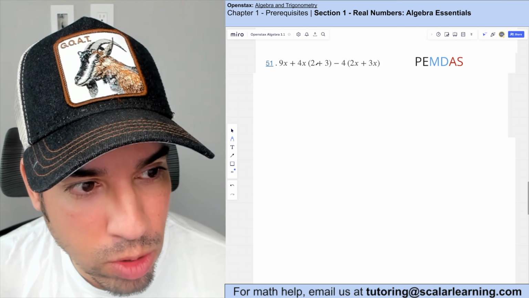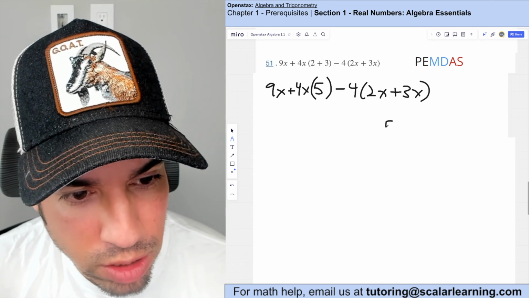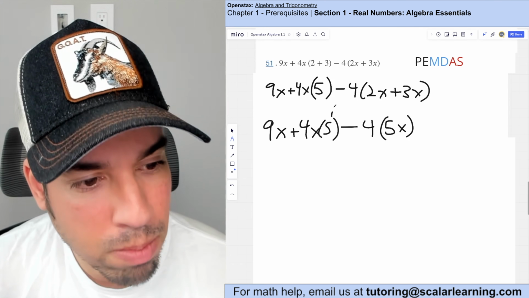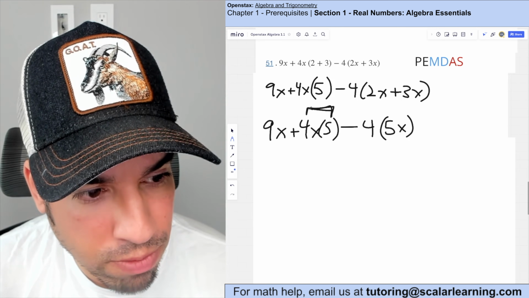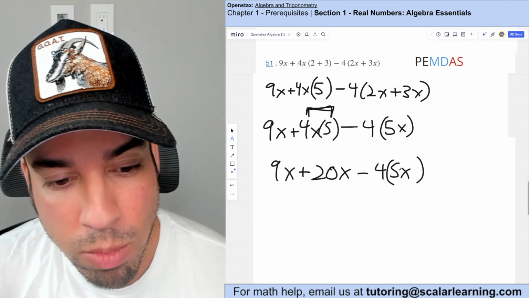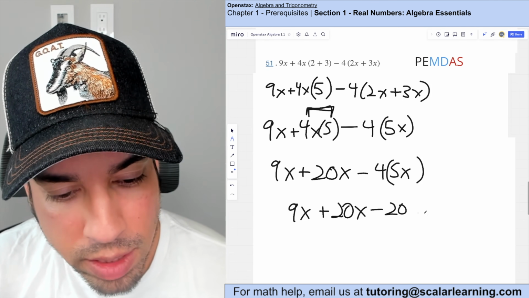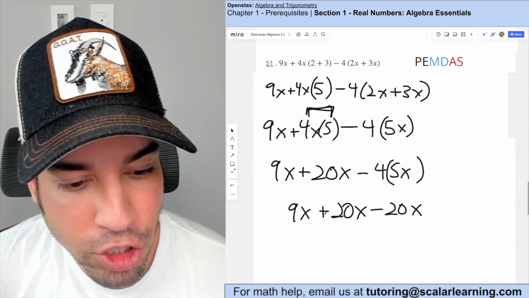First, we're going to take care of what's in the parentheses, and we can add these, and we can also add these. So first I'm going to do 2 plus 3, which is 5. Then I'm going to do 2x plus 3x, which is 5x. Then I'm going to multiply. I'm going to carry out the multiplication. The 5 can multiply the 4. And in the same way, this 4 or negative 4 can multiply that 5. And of course, that 4 times 5 is 20. So now we've got addition and subtraction.